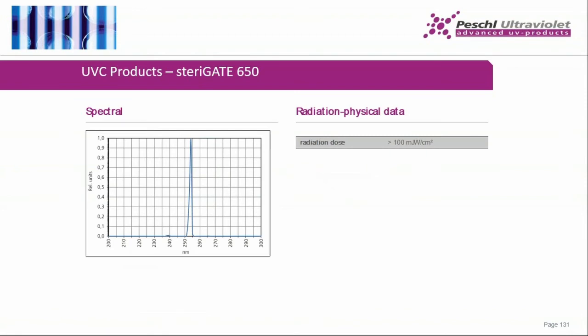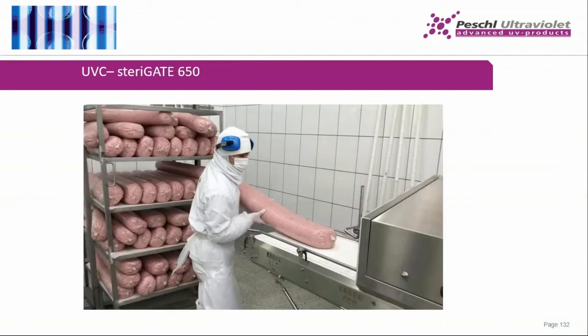This is the spectral radiation, and then we see the dosage of the machine: at 5 meters per minute it is more than 100 millijoules per square centimeter as a dosage. For example, this is a small case study. This is a sausage after the fermentation process, in a packed way, shortly before slicing.